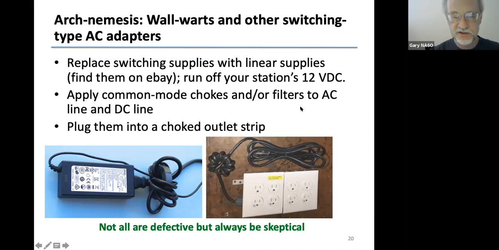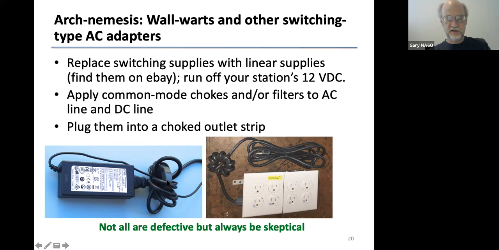So our arch-nemesis, wall-warts and other switching type AC adapters. So if you can, replace them with linear power supplies. Sometimes you find them on eBay. They're hard to find these days. Or run things off your station's 12 volt DC if you can. If you're buying something new, see if it's DC powered. Hopefully it's 12 volts. Then you can avoid using the wall-wart. You can apply common mode chokes to it. Here's a case of a familiar looking adapter, and this single choke has both the line cord and the DC cord going through it. So one choke is actually doing double duty.